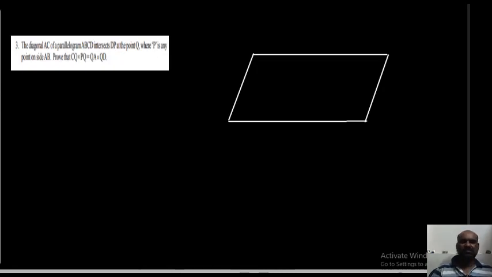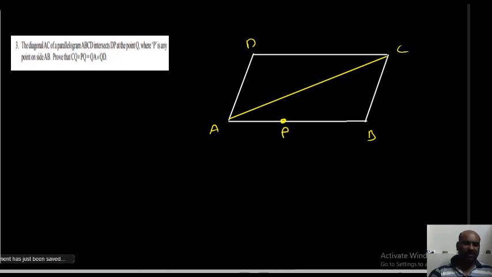Okay, this is A, B, C, D, a parallelogram, and AC is one diagonal. P is any point on AB somewhere. For example, this is P. So what is the meaning of that? They join DP, meet AC at Q.